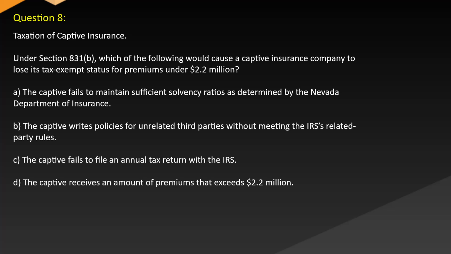B. The captive writes policies for unrelated third parties without meeting the IRS's related party rules. C. The captive fails to file an annual tax return with the IRS. D. The captive receives an amount of premiums that exceeds $2.2 million.